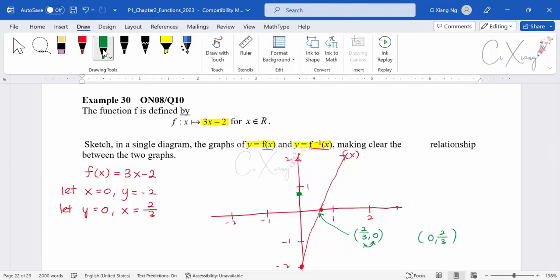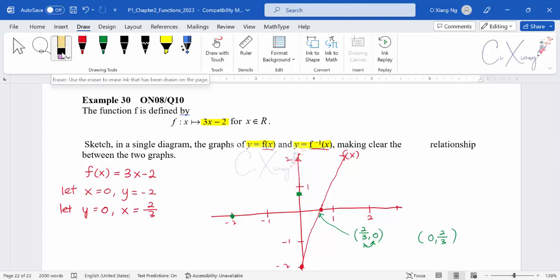Okay, and after that, the other point that we get is this one, where originally I'm having 0 and -2. So to sketch the inverse function, I just need to swap the coordinate, where I will have -2 and 0 now. So -2 and 0 is this one. So this will be one of the points for the inverse function. So this is actually a shortcut for us to sketch the inverse function.